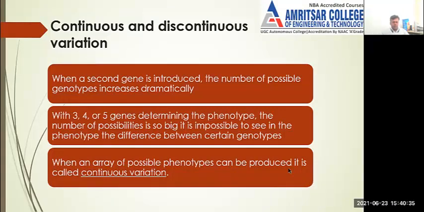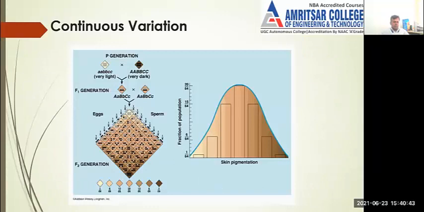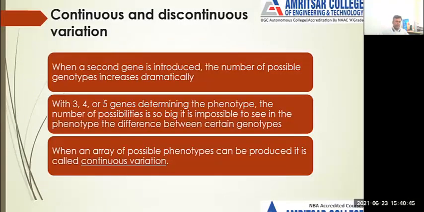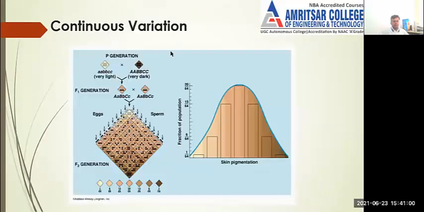So please speak, discuss, ask questions. Then it will be more clear. Then we will understand what is the continuous variation. When because of a number of genes, you can see a continuous phenotype is produced, right? This continuous phenotype means, for example, skin pigmentation. Okay, skin pigmentation.